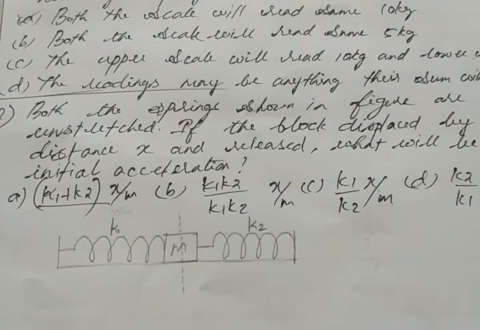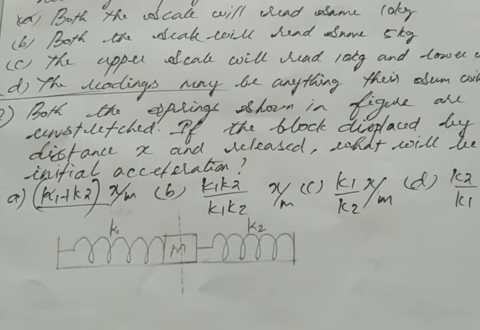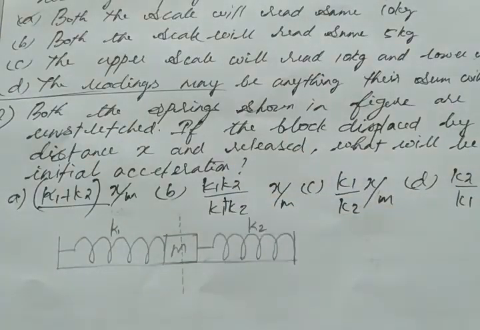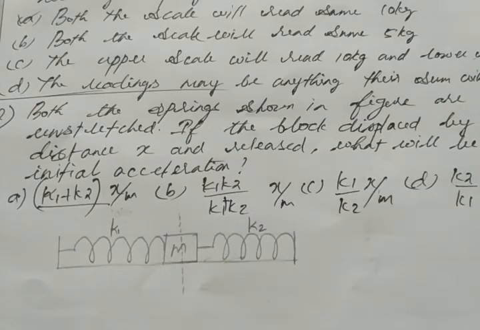So similar to the first problem which we solved previously. Here the mass is displaced and we release it, then what will happen? Because of the spring tension, the mass will again go back, right? So what will be the acceleration while it is going back to its mean position? That is asked in the question. The options given: (k1 plus k2) x by m, k1 k2 by (k1 plus k2), I think, yeah, (k1 plus k2) x by m, then k1 by k2 x by m, k2 by k1 x by m.